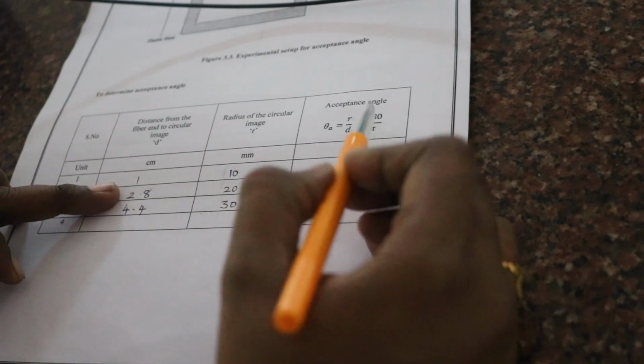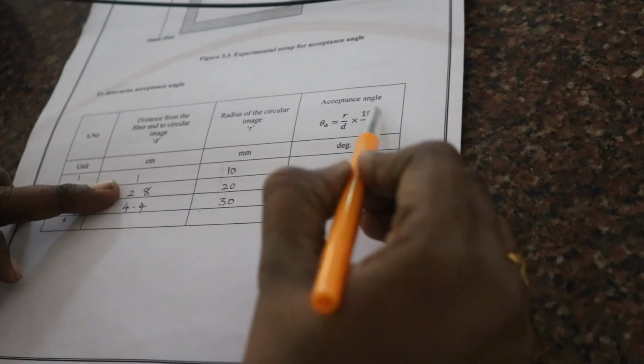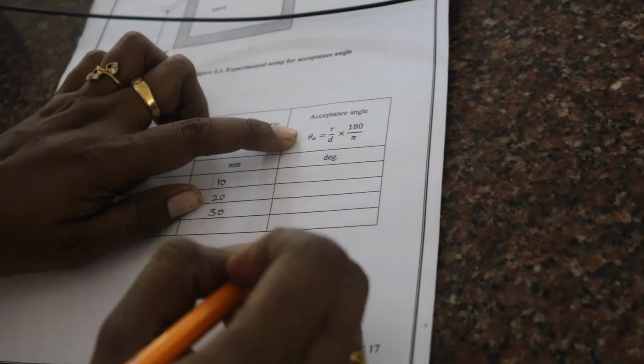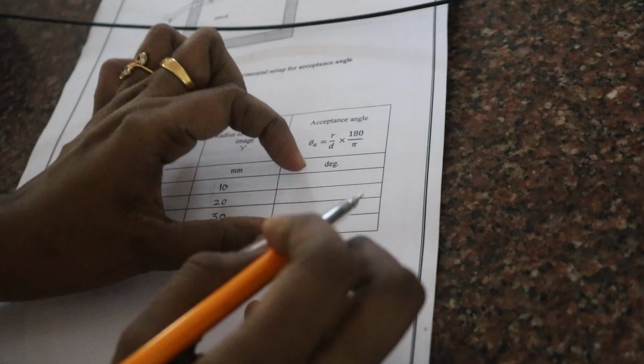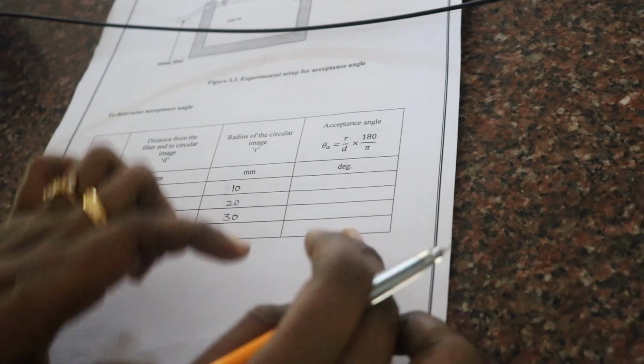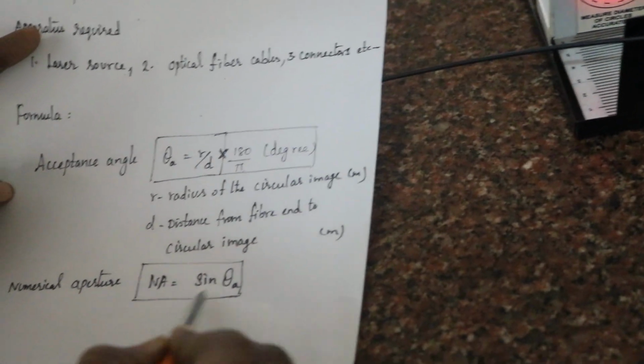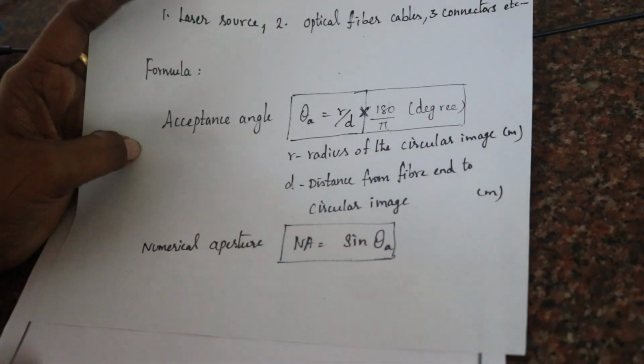Now by substituting all these values in this formula, that is R we know, that is 10 mm, 20 mm and 30 mm. The distance small d we know. By substituting this R and d values in this particular formula, I can measure the acceptance angle. The mean value of this particular column will give you the acceptance angle. By knowing the acceptance angle, you can measure the numerical aperture by substituting in this formula, that is sine of acceptance angle will give you the numerical aperture.